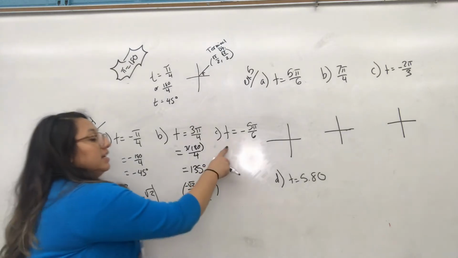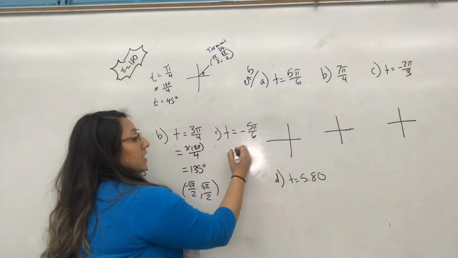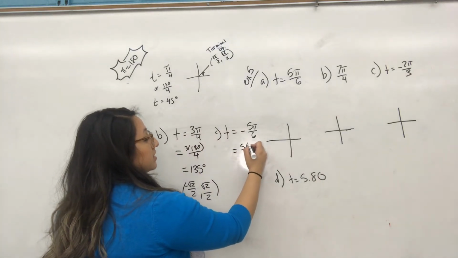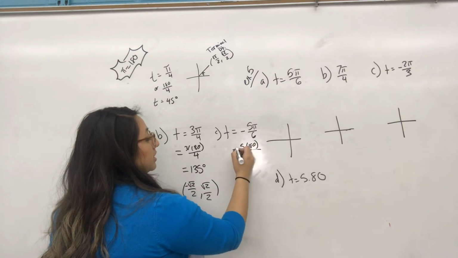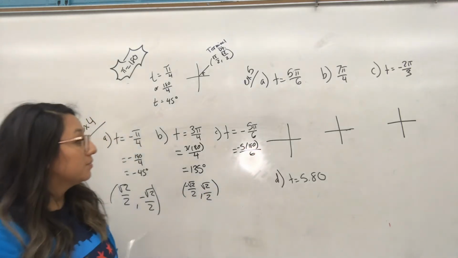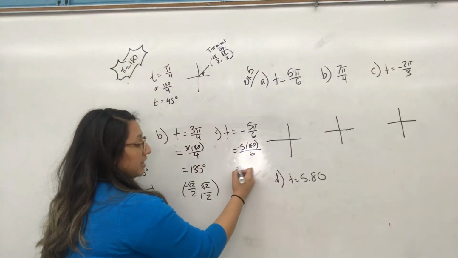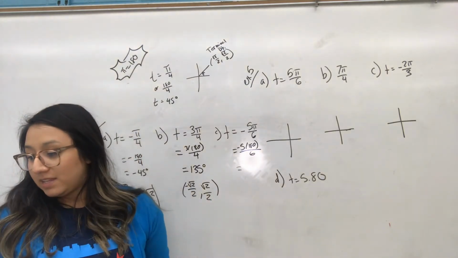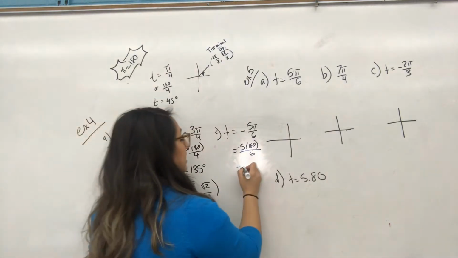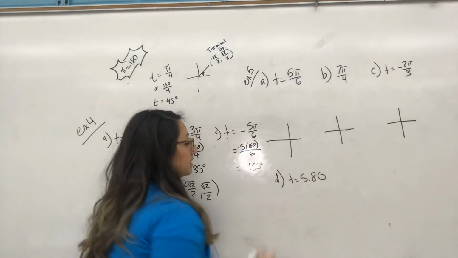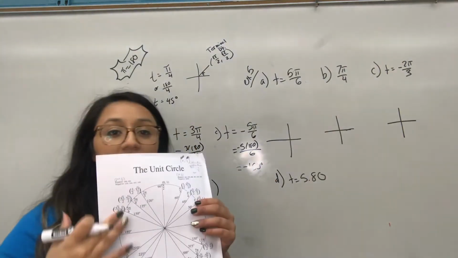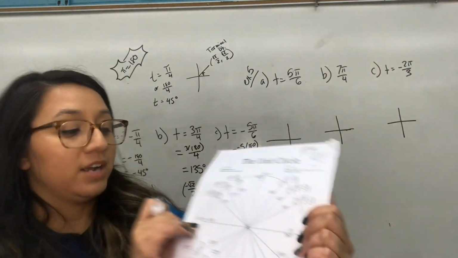Third one, t equals negative 5 radians over 6. We are going to convert this to degrees. So it's negative 5 times 180 divided by 6. And we do the math, grab a calculator, and then you get negative 150 degrees. So instead of working your way upwards, you're going to work backwards.